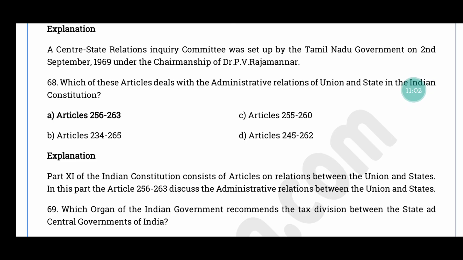Question number 68. Which of these articles deals with the administrative relationship of union and state in the Indian Constitution? The correct answer is option A, articles 256 to 263. Part 11 of Indian Constitution has articles on relationship between union and state. The articles 256 to 263 of this part describe the administrative relationship between union and state government.